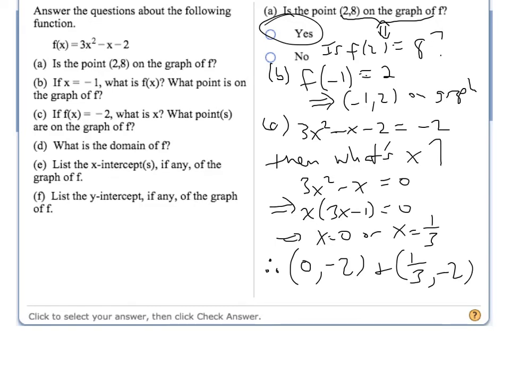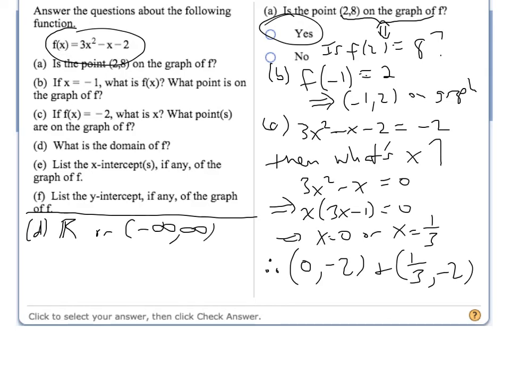In part D, the domain of the function, well, there's no division or square roots here, and so the domain is going to be all real numbers, which sometimes we can write like that, or you can write it as an interval, negative infinity to infinity, or you could just say it's everything. So there's no issue with the domain here.